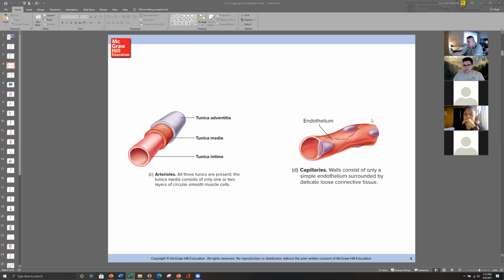So we'll talk a little bit about that capillary exchange later, but capillaries by design are very, very thin, very small, single layer, single squamous cell thick. And again, that's significant because it provides the smallest barrier to diffusion for nutrient transport and nutrient exchange with our tissues.